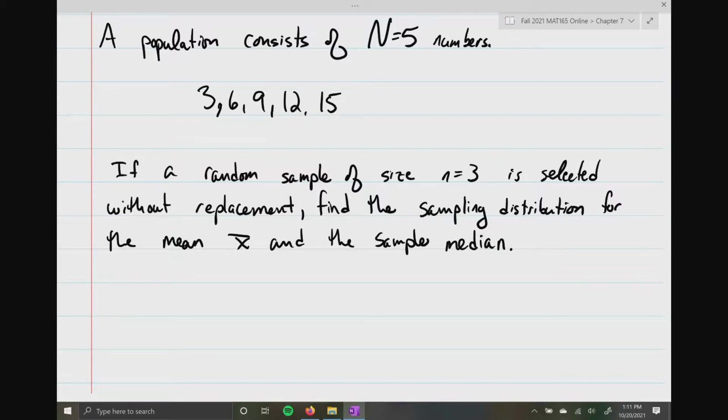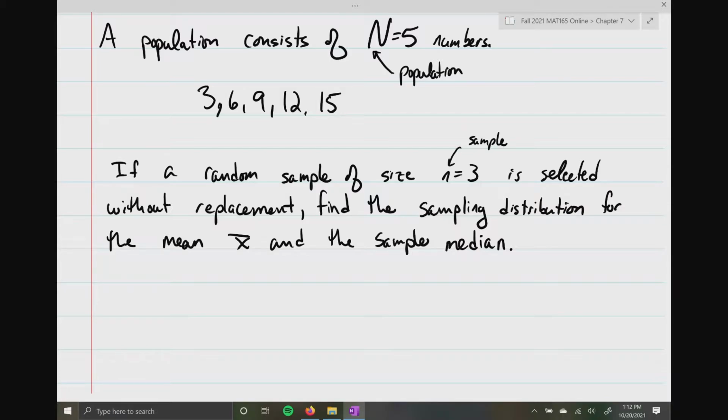Now, there's a lot of things happening in this problem. First, in the first sentence, I'm using the capital letter N equals 5. So remember, the capital letter N stands for the population. And then in the second sentence where it says, if a random sample of size n equals 3 is selected, notice I'm using the lowercase n because that stands for a sample. So we have two things going on here. We have a population, 3, 6, 9, 12, and 15. And then we have the sample.